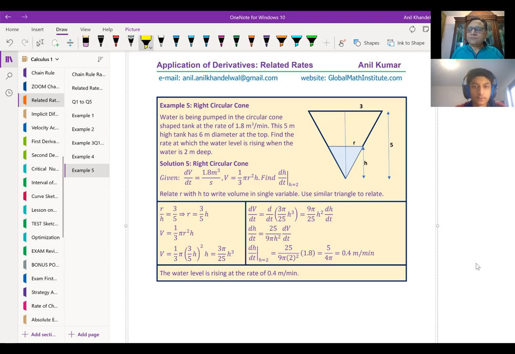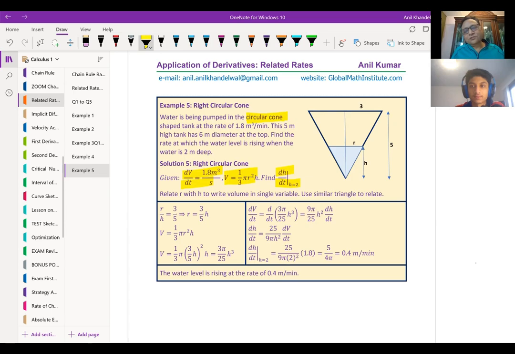Sir, first I would see what they want us to find, which is dh/dt when h is equal to 2. Then I can see that they gave us meter cube per minute, which would be dV/dt, 1.8. And then the volume of the circular cone would be pi r squared h over 3.